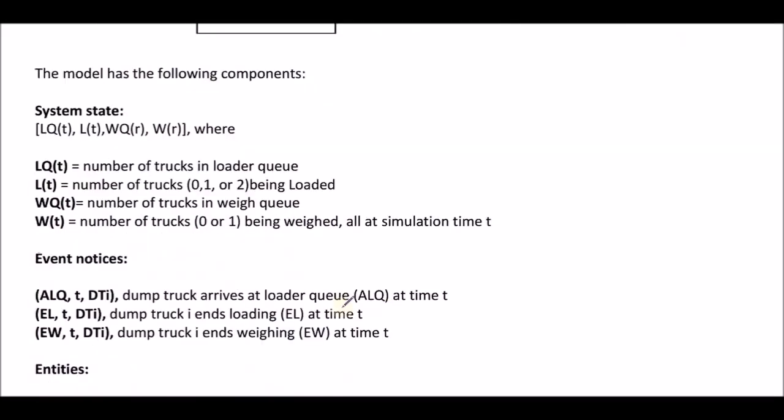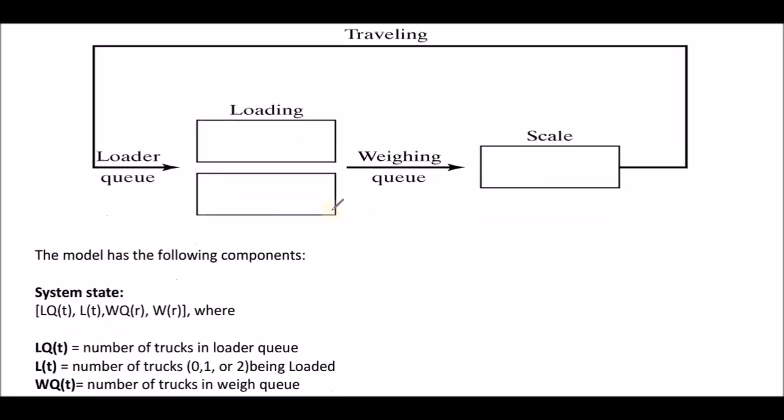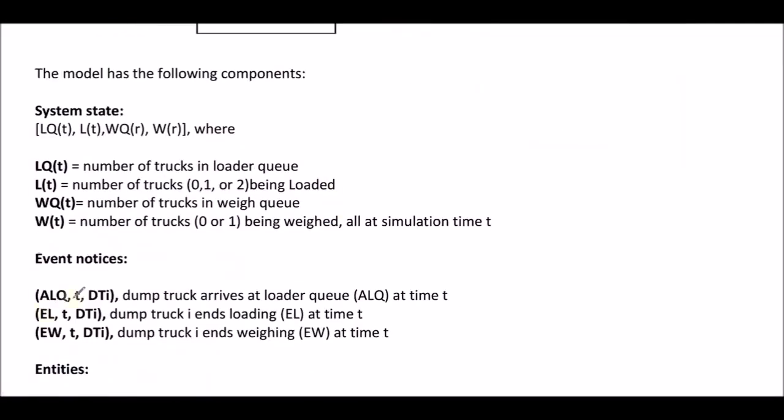The next component that we will be looking at is the event notices. These are the events that occur in the model and should be notified so that appropriate action can be taken. The first is ALQ, T, DT I. ALQ indicates arrival at the loader queue. So when a truck finishes the travel time after being scaled and comes back to the loader queue, this is an event and this is represented as ALQ. That means arrived at the loader queue. So ALQ: arrive at the loader queue, T: at what time instance, and DT of I: which dump truck has arrived.